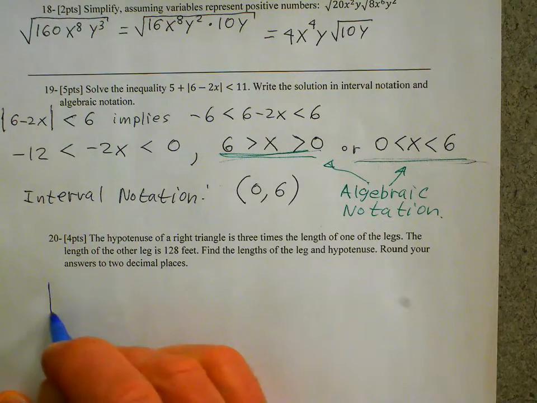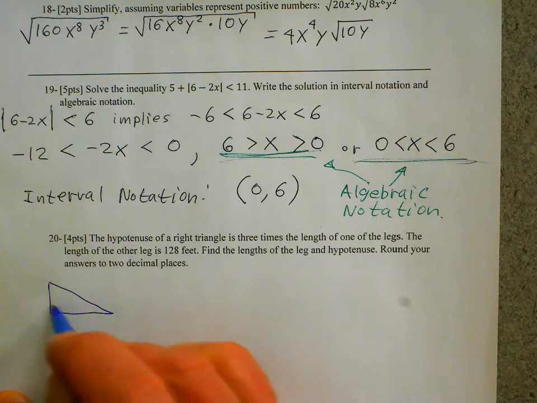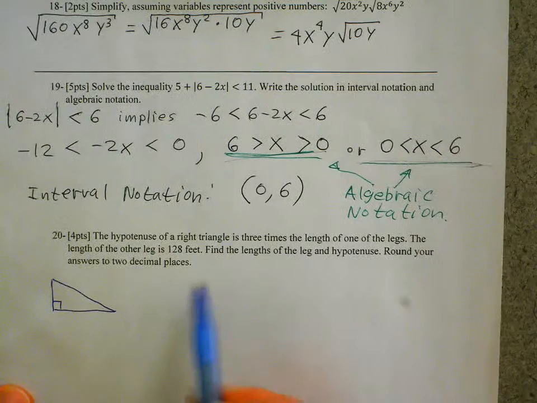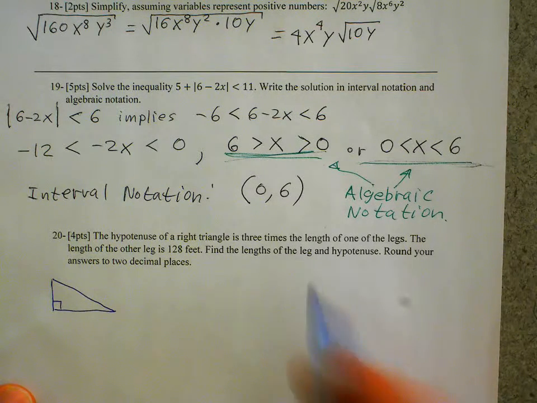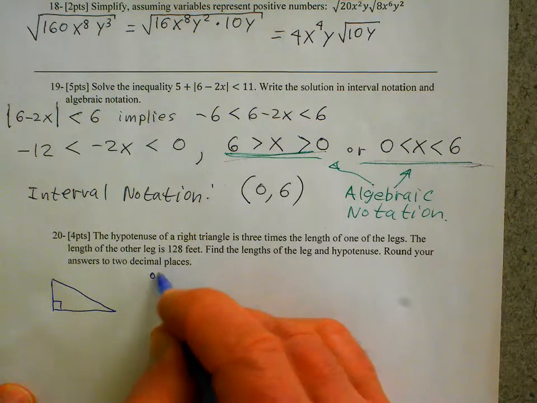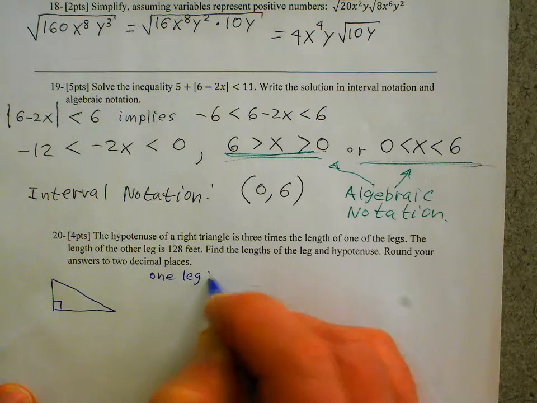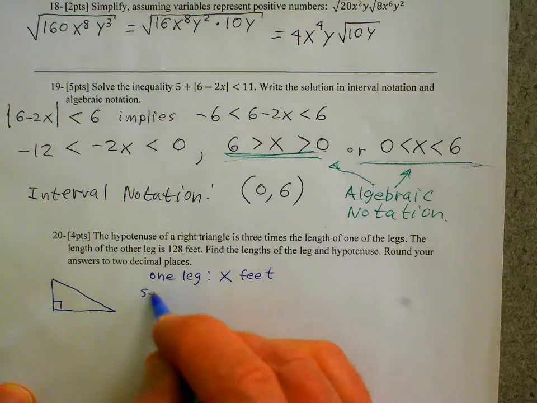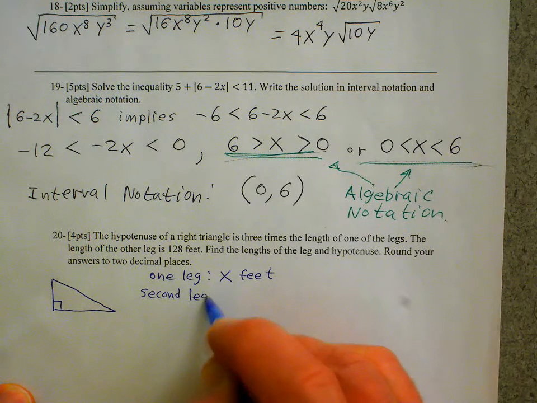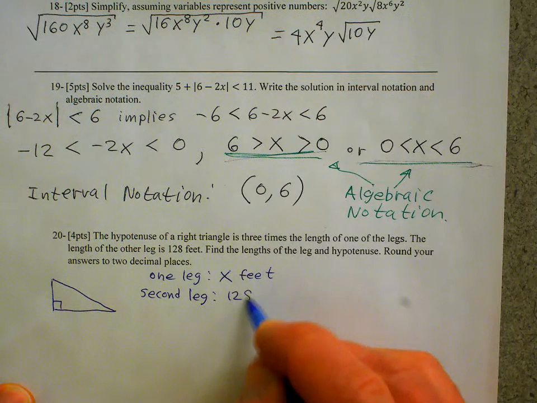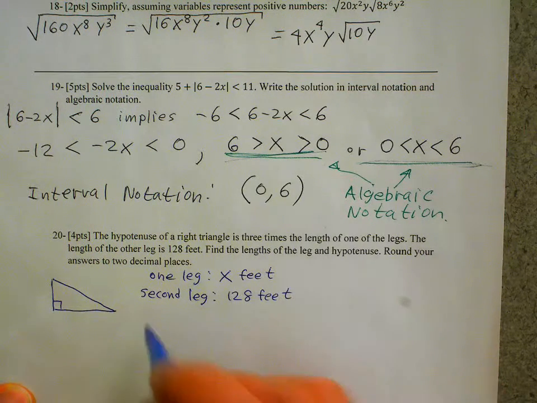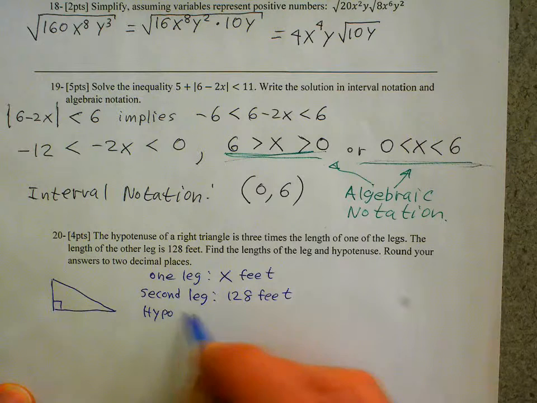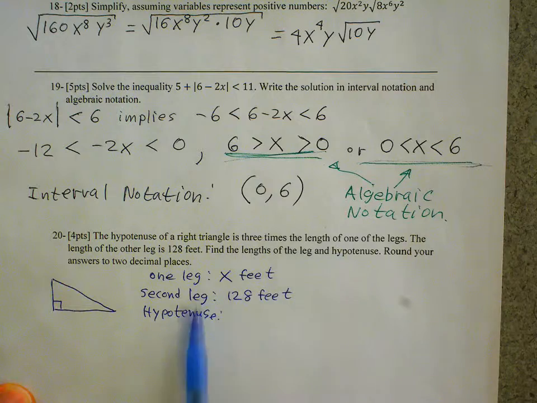So we can draw a right triangle if it helps. Let's refer to one of the legs as being x feet. And the second leg is given to be 128 feet. And the hypotenuse, we're told, is 3 times the length of this one leg x, so that's 3x feet.